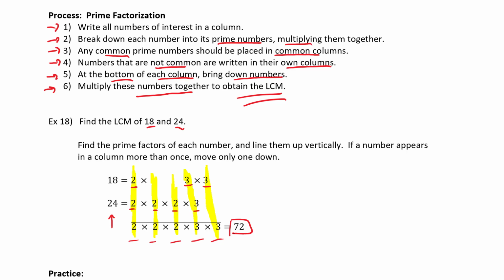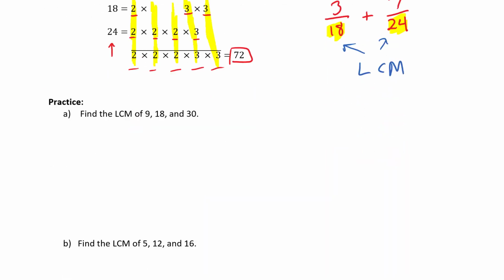You might be asking yourself, sir, why do I care about the lowest common multiple? Okay, we have 3 over 18 plus 7 over 24. Solve it. Well, we talked about like fractions before, where the denominator had to be the same number. This is a way we can convert these to be the same number. We want to convert them to become the lowest common multiple. That is why we're doing this.